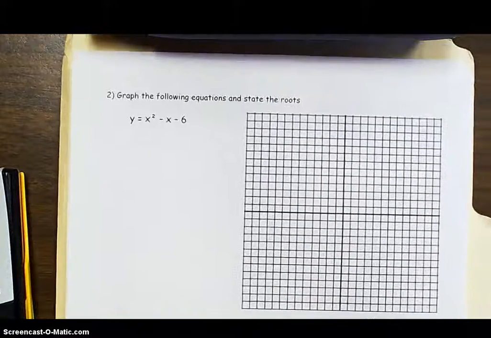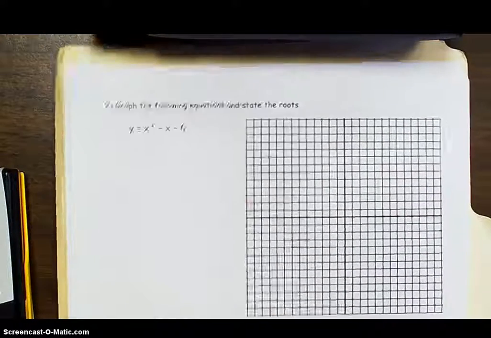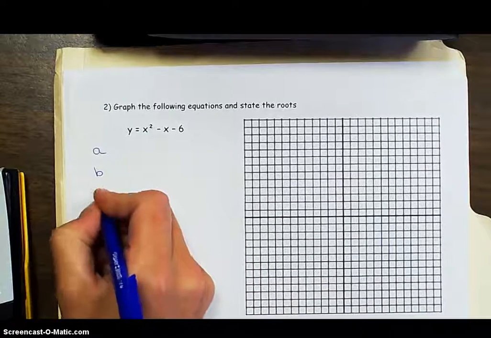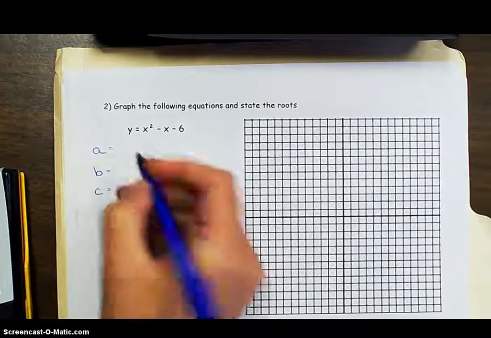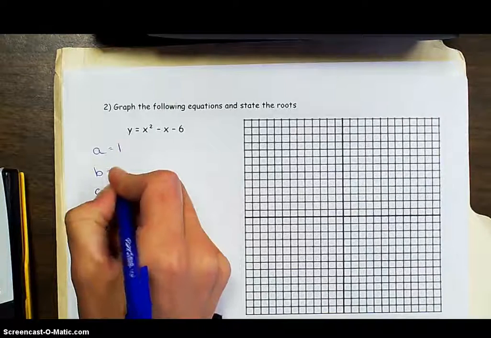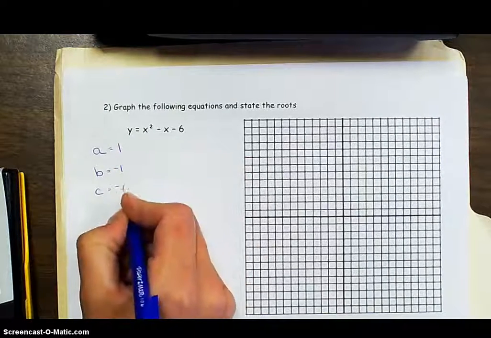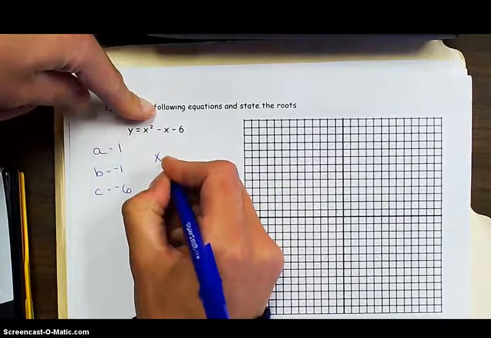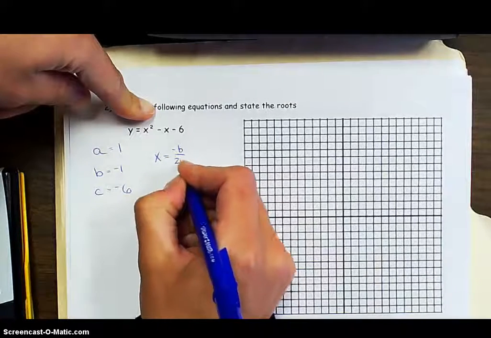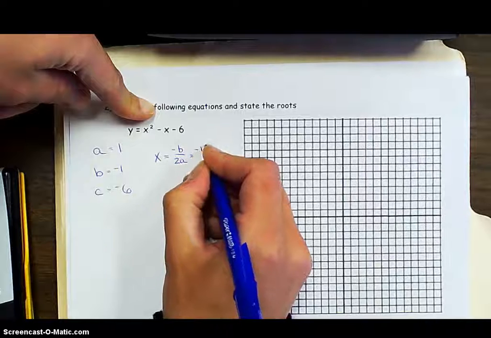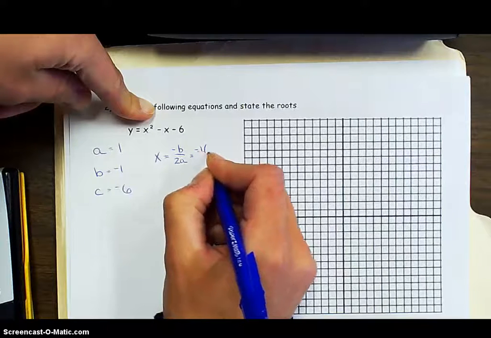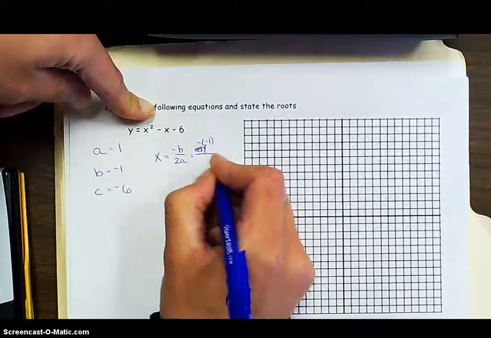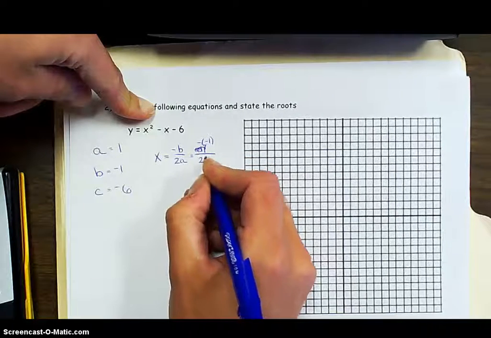Actually, I'll do this one with you again. So let's get started together. Let's find our A, our B, and our C. Here our A is 1, our B is -1, and our C is -6. Now when I type this into my axis of symmetry, x equals -b over 2a, I get -1 all over 2a, so 2 times 1.